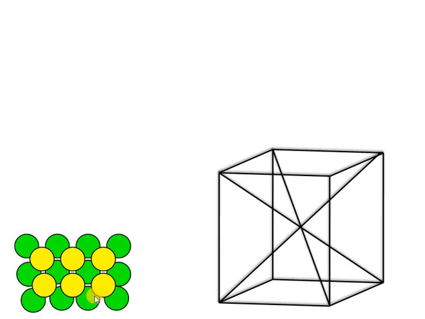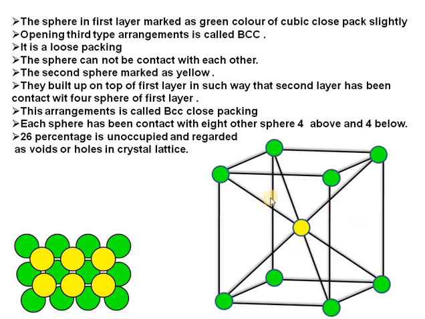Then the second layer will stack over this layer. So a total of 8 spheres can contact the center sphere, like this. This is 1, 2, 3, 4, 5, 6, 7, 8. And these 8 spheres can contact this yellow colored center sphere, which is called a body centered cubic structure. We can explain this body centered cubic structure like this.